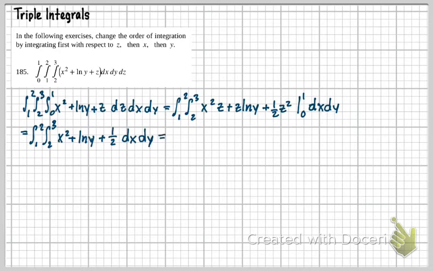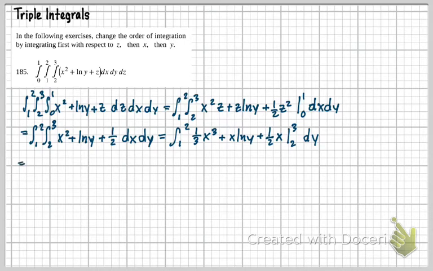Okay, so now I'm going to do the next integral, so that's from 1 to 2. And now it's with respect to x. So that tells me that I'm going to get a 1/3 x cubed, and this is plus x ln of y, because ln of y is my constant, and then plus 1/2 x. And that's going to run from 2 to 3. And then I still have my dy left.